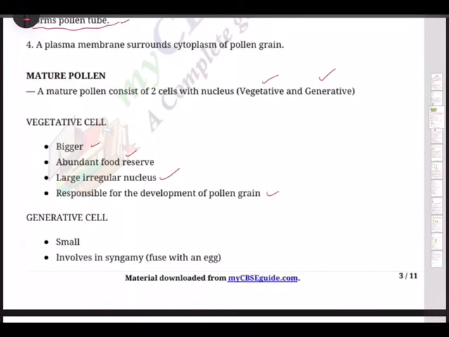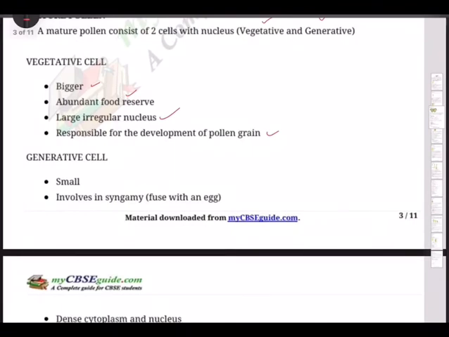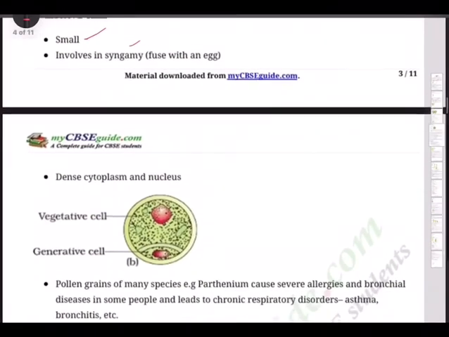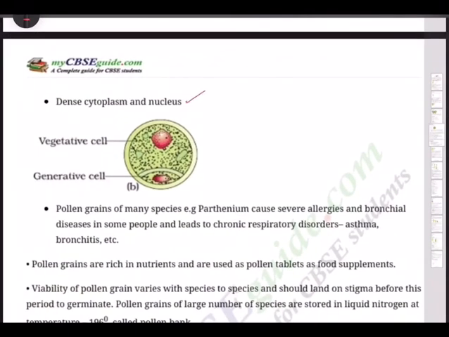The vegetative cell is big, with abundant food resources and a large irregular nucleus, and is responsible for the development of the pollen grain. And the generative cell, compared to the vegetative, is small. It is involved in syngamy, fusion with the egg, and has dense cytoplasm and a nucleus. As you are seeing, the vegetative cell is big, so this much portion, and the generative cell is small, with a dense cytoplasm and the nucleus.